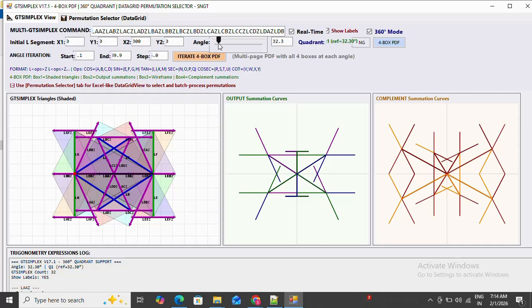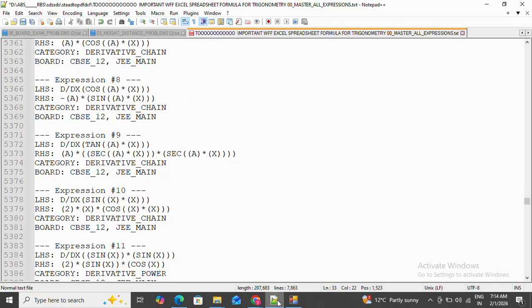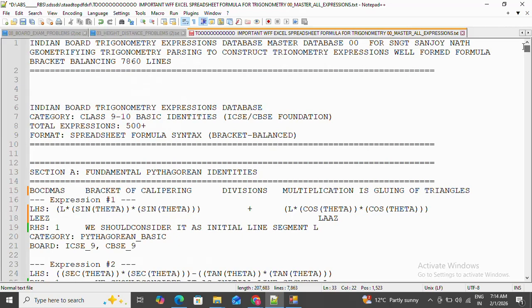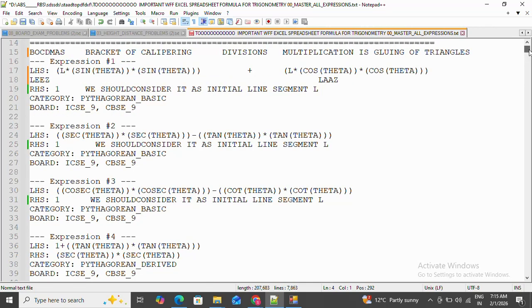To implement Sanjoy Nath's Geometrifying Trigonometry on all our school days problems, or college days problems, or math olympiad problems, or for the IIT JEE, or any kind of trigonometry problems, we first have to write these things in the well formed formula format, that is, for the spreadsheet like formula, such that it is a formal language to represent the mathematical expressions.